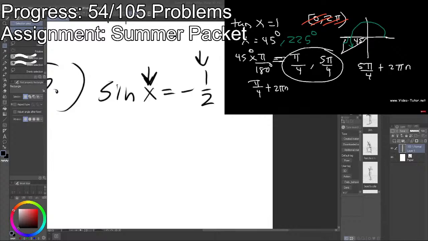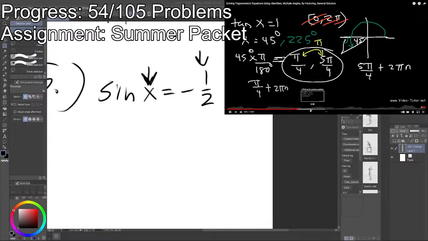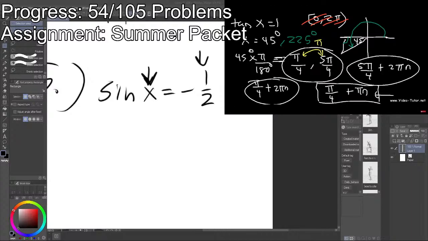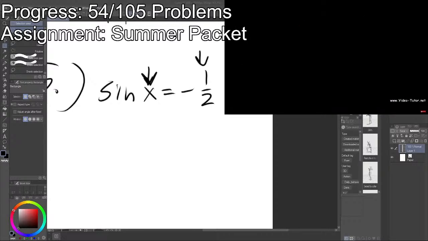However, some teachers may want you to write a single equation that could describe both of those numbers. And for this one, we can. Notice that pi over 4 and 5 pi over 4 differ by pi, or 4 pi over 4. Because of that, we can write a single equation. We can say pi over 4 plus pi n. If you plug in 1 for n, you're going to get 5 pi over 4. So instead of writing these two separate equations, we can write one equation that will describe all the answers where tangent x is equal to 1. So that's it for that equation.